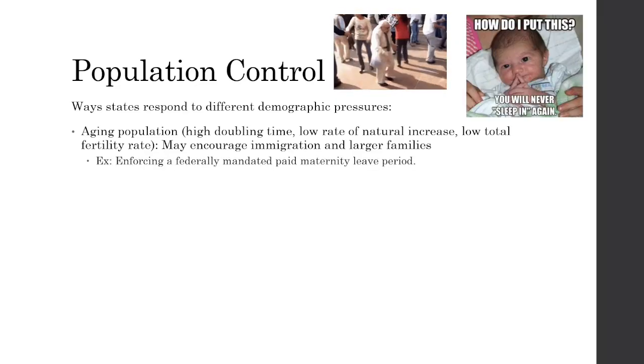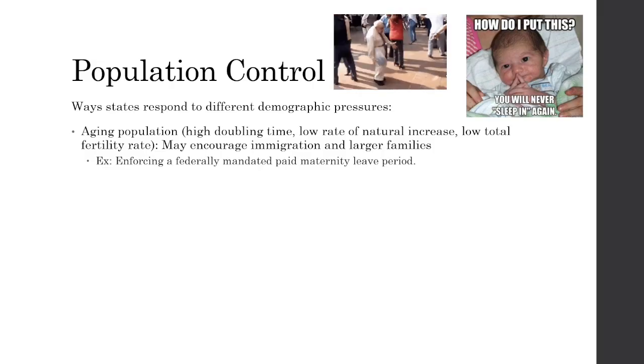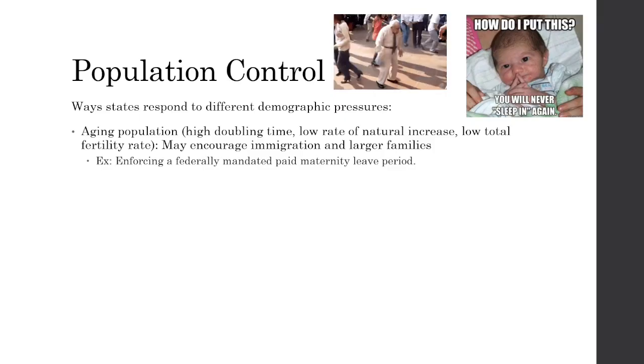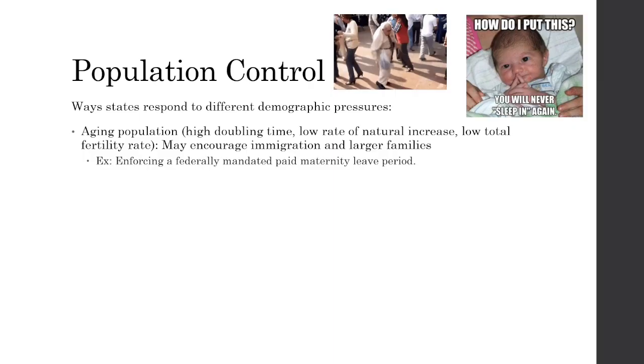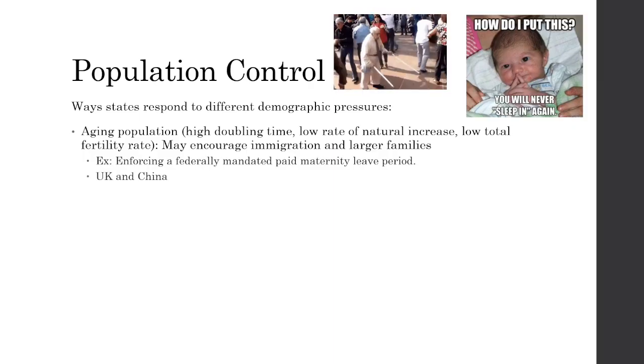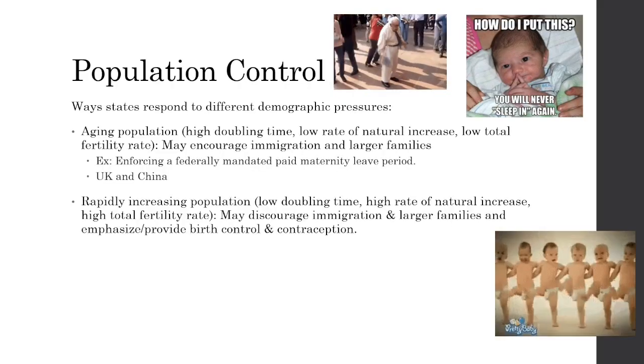So, for example, they can enforce a federally mandated paid maternity leave period to encourage mothers to have more children and say, hey, you can do this. We got your back. So this is particularly happening in the UK and China because they have aging populations.